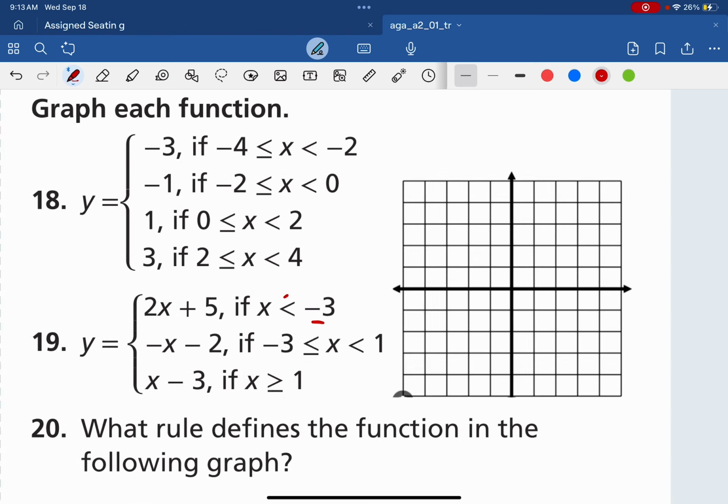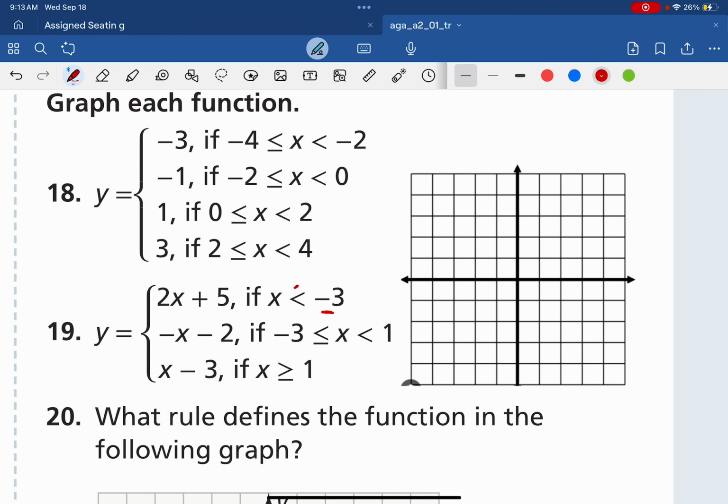Okay, so we're going to come to number 19. Number 19 is asking us to graph each function. So it wants us to graph this piecewise defined function. If I'm looking at my function, I know that by the end, I should have 3 pieces. So we're going to focus on our first piece. Our first piece is true for x values less than -3. So our first piece is going to be true over here. So this is where my first piece should go.